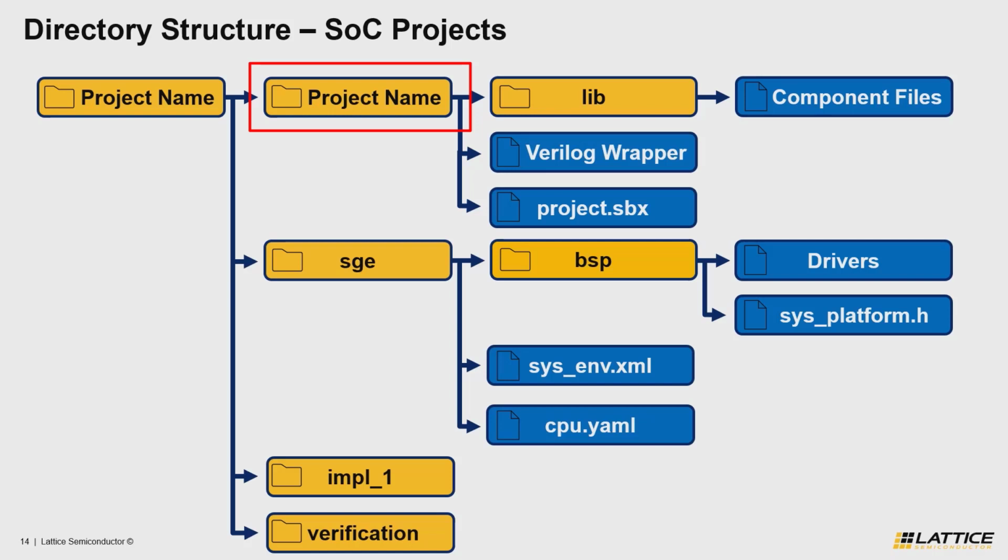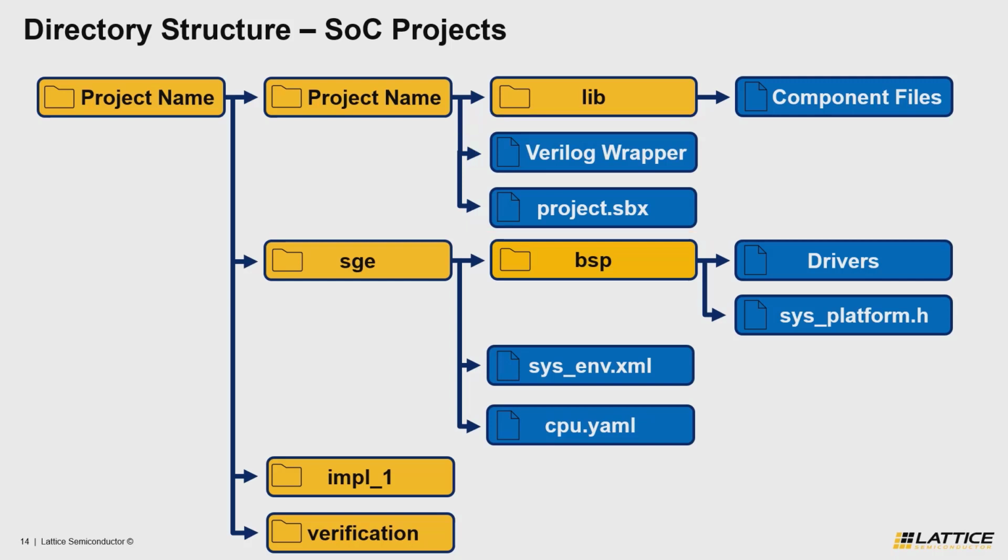As we add components to our design, the files for new IP and glue logic are added to the lib directory in this folder. Aside from that, there will also be the Verilog wrapper file, whose name will also match the name of our project, as well as the project SBX file, which is used to open our existing Propel Builder project later on.